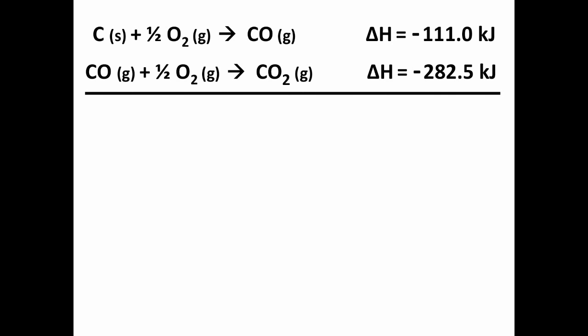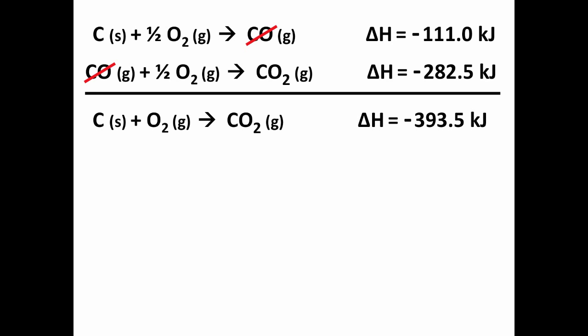And we can add these two steps, or these two possible reactions, up, and note that the product carbon monoxide of the first reaction cancels out with the reactant carbon monoxide of the second reaction, and then a half mole of oxygen from the first reaction and a half mole of oxygen also as a reactant in the second reaction adds up to a mole of oxygen.